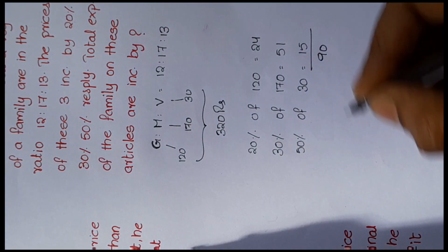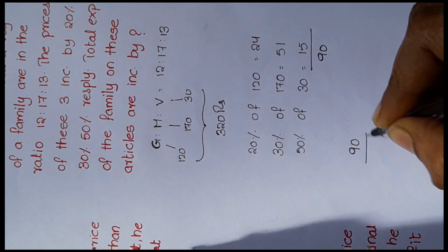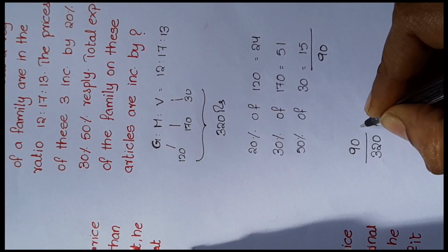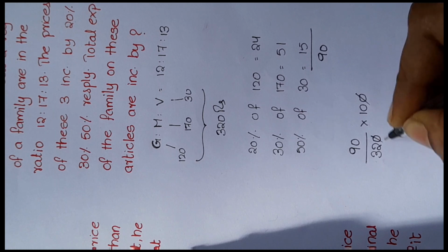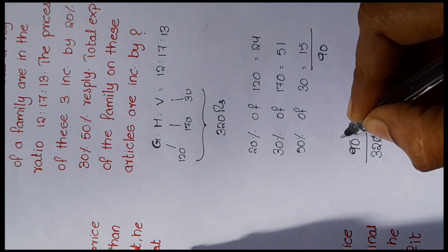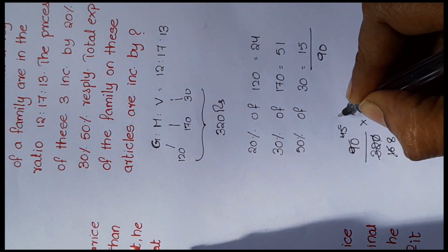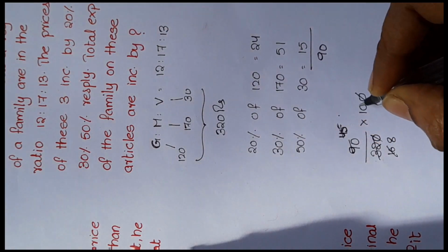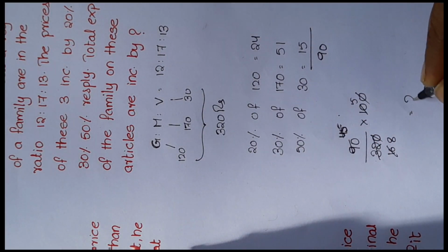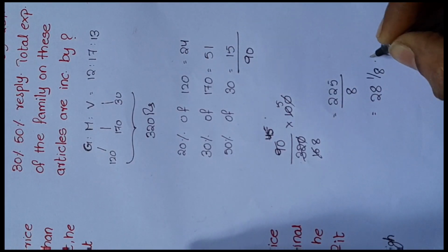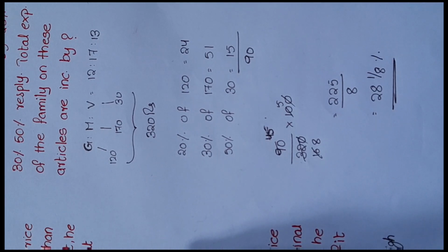That is, total 90 rupees expenditure is increased. Now to find the percentage increase in the expenditure, 90 by total expenditure before, which is 320, into 100. We get this as 225 by 8, that is 28 1 by 8% is the increase in expenditure of the family.